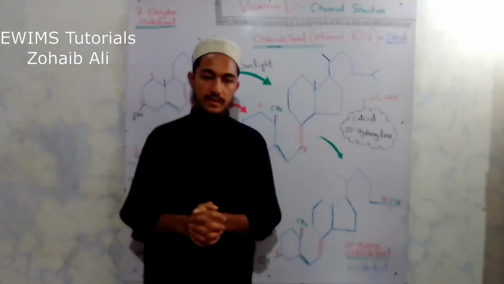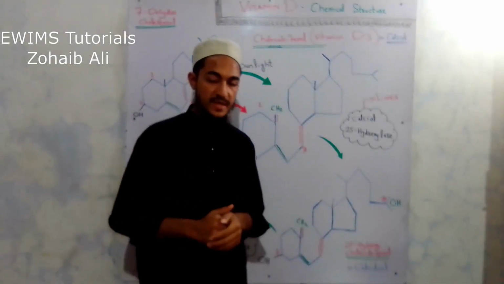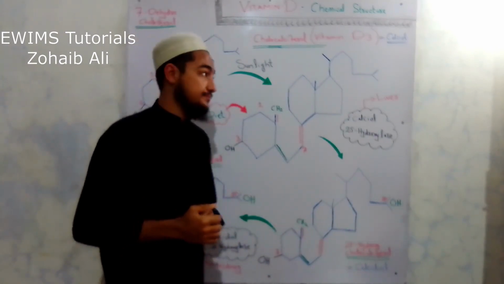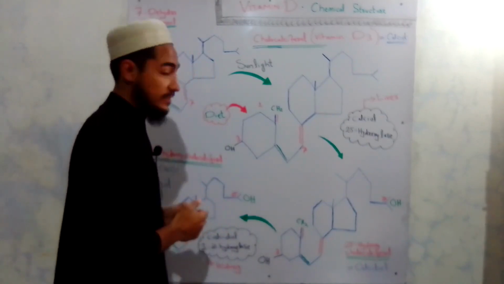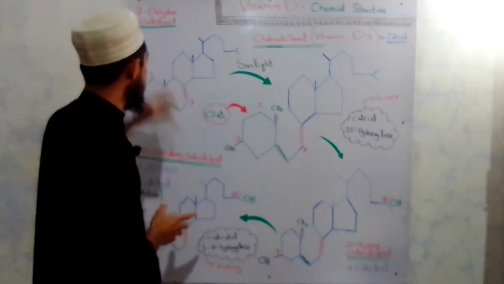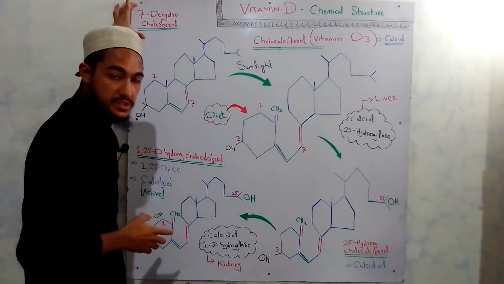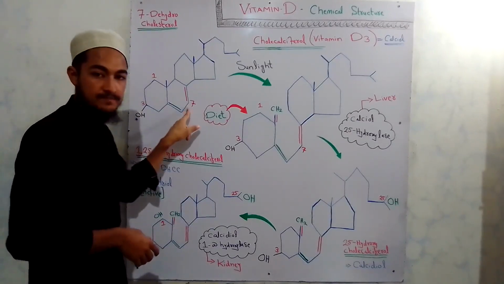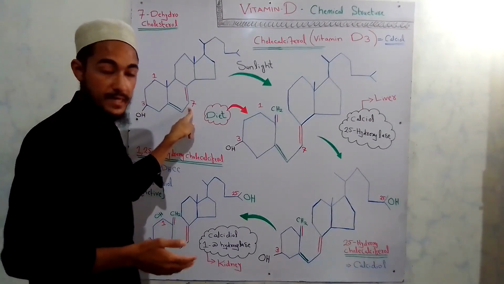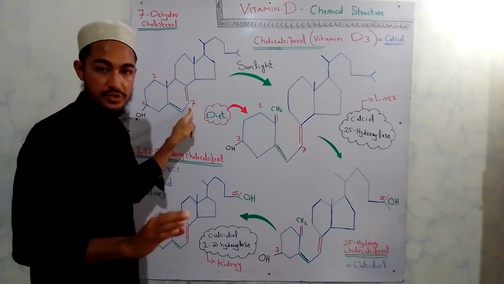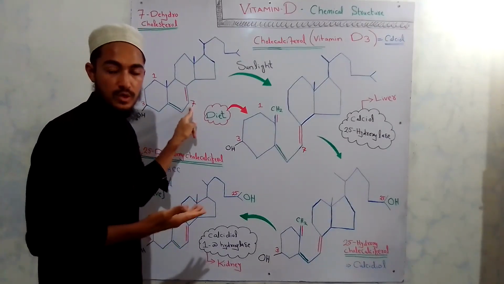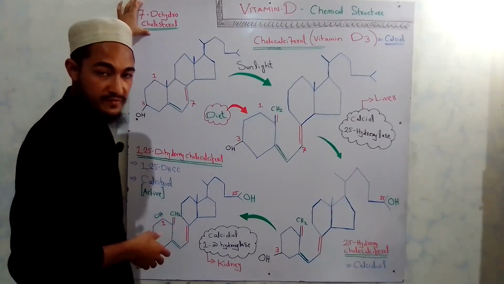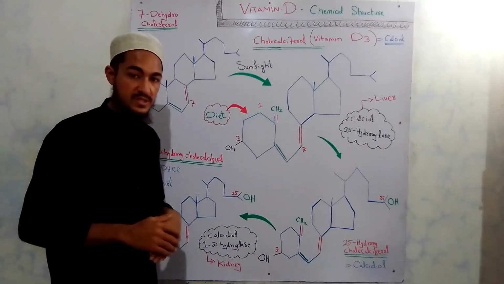Alright, so now we will be talking about the chemical structure of vitamin D and also the activation of vitamin D by different enzymes in our body. So the first precursor molecule for the synthesis of vitamin D is the 7-dehydrocholesterol molecule, which is a derivative of the cholesterol molecule. Usually when the cholesterol molecule at carbon number 7 is dehydrogenated, it means that a hydrogen atom has been removed at carbon number 7, then the cholesterol molecule will be converted into the 7-dehydrocholesterol molecule, which is usually found in the epidermis and dermis layers of our skin.